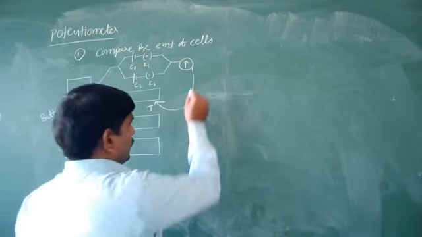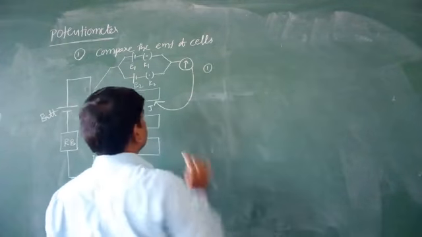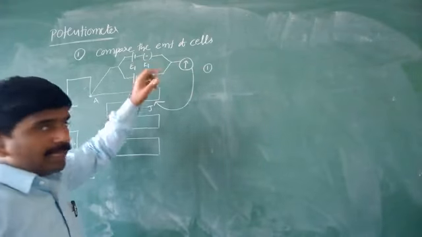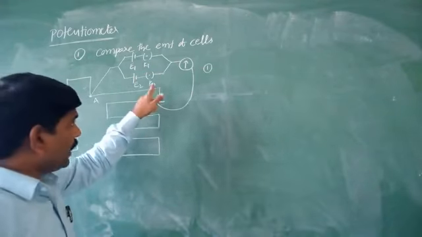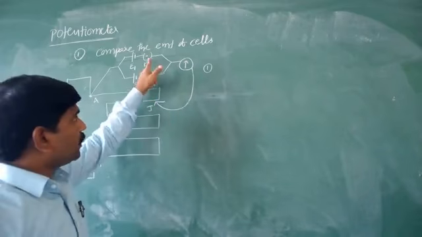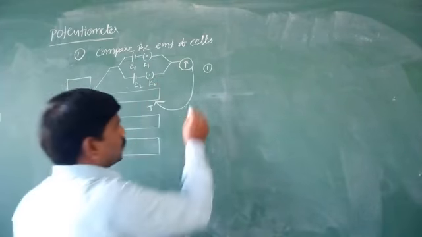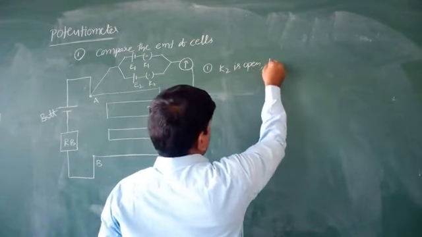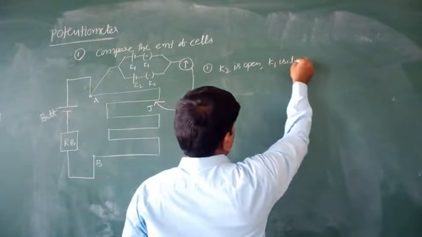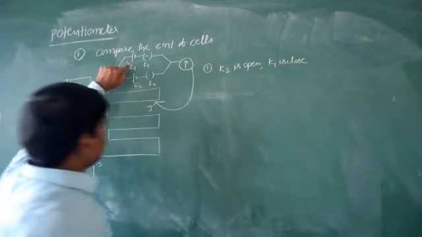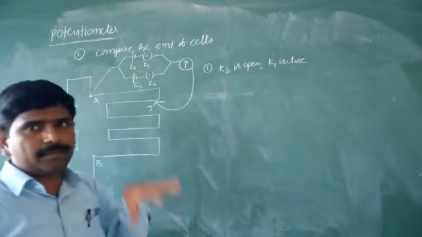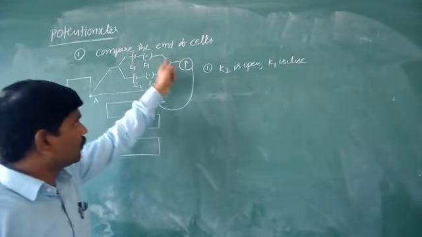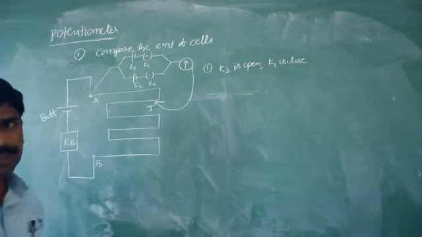So in the first case, K2 is open and K1 is closed. Right now, the first cell is in working, not the second one. Right now, this is the closed circuit.